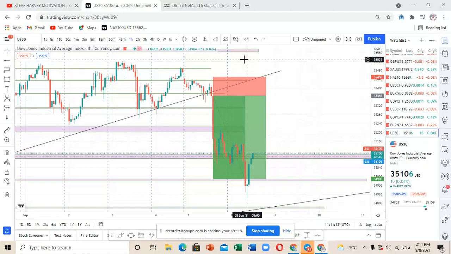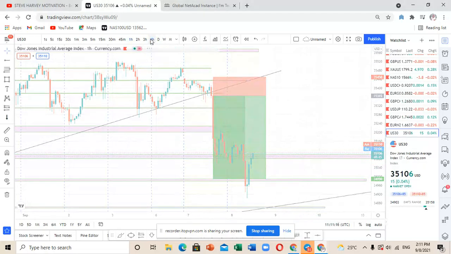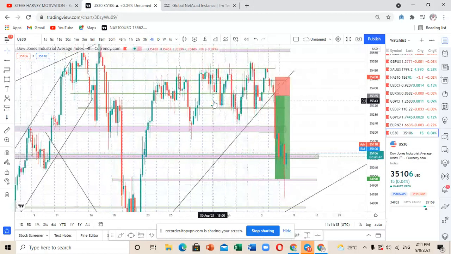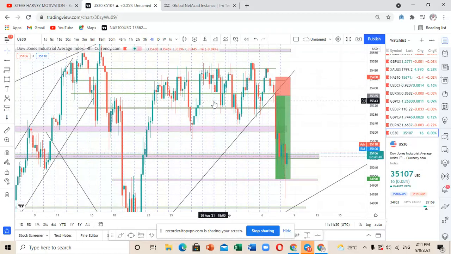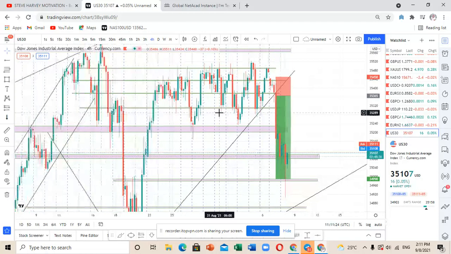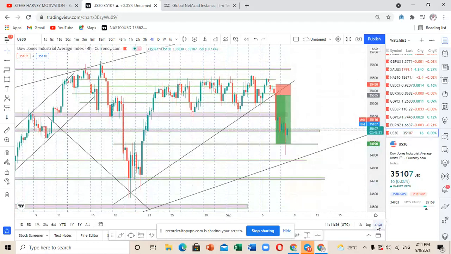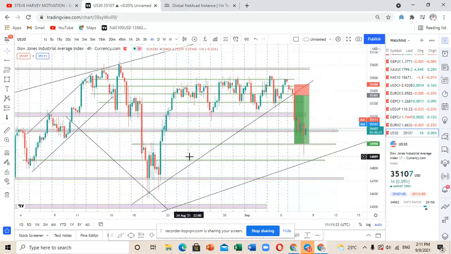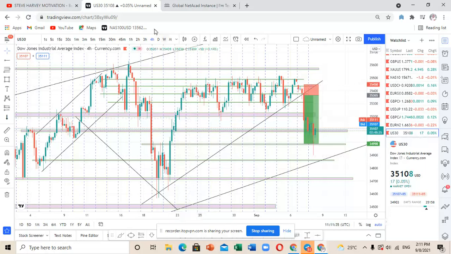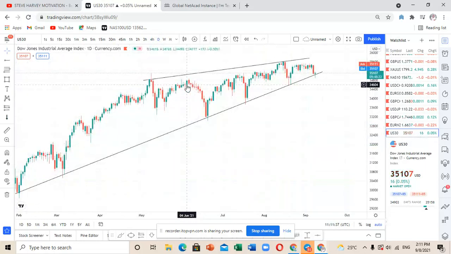So this is US 30. I'll just start from the 4 hourly time frame, because the other time frame I've got no pattern, to be precise. So looking at US 30, we have been settling in with some pullbacks to the downside.